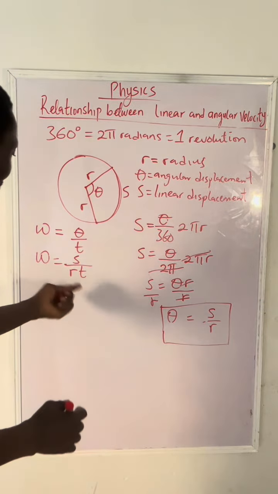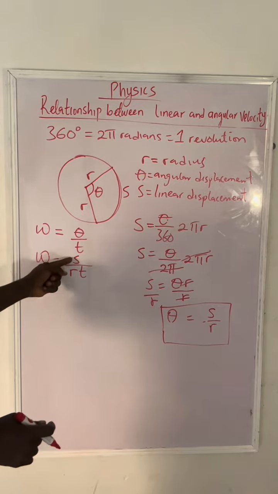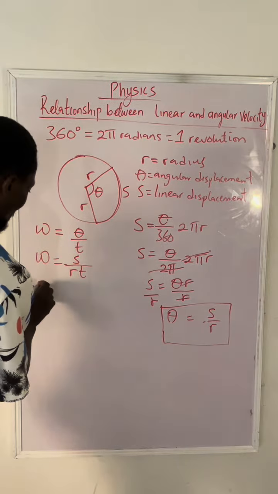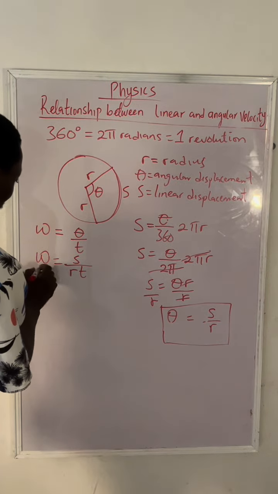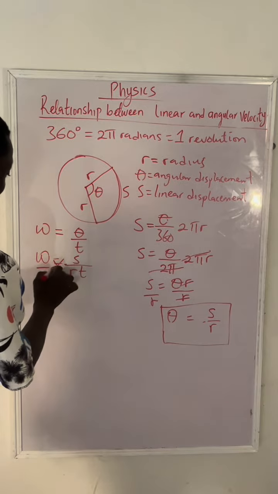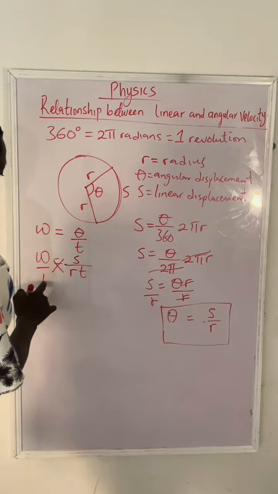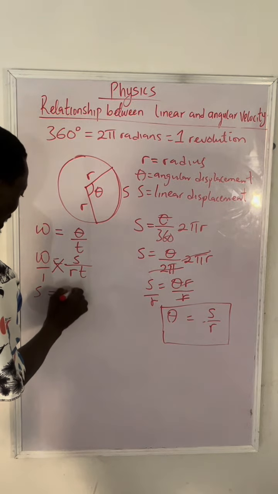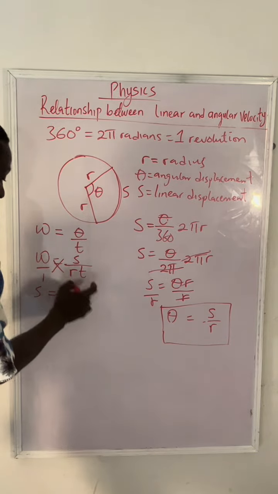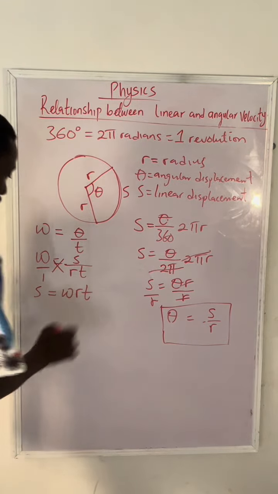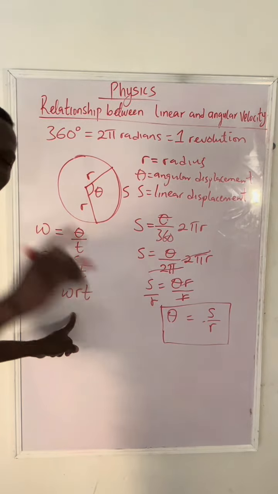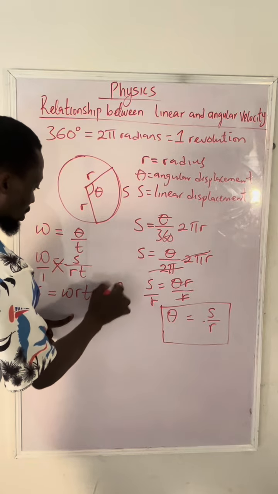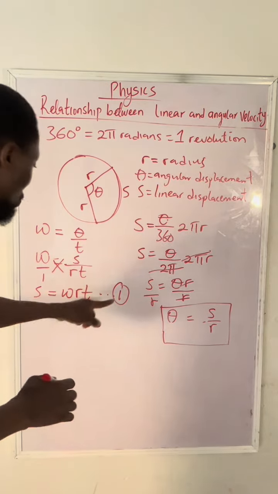Now, let me cross multiply and make S the subject of the formula. If I put over 1 here and cross multiply, 1 times S is S, so S equals omega R T, right? Omega R T. Can you see this? Now, let me call this equation 1.